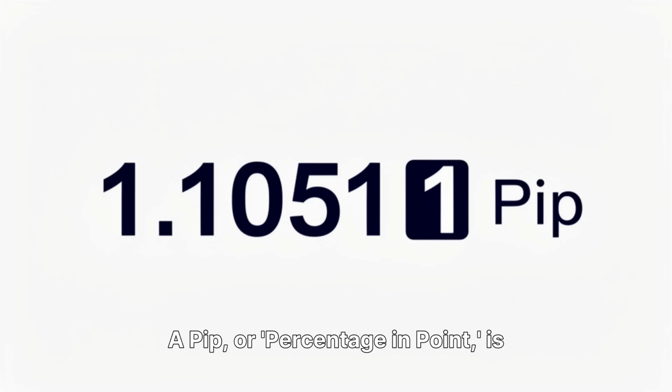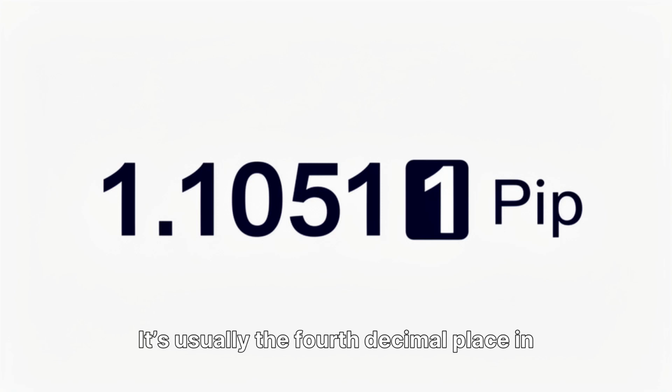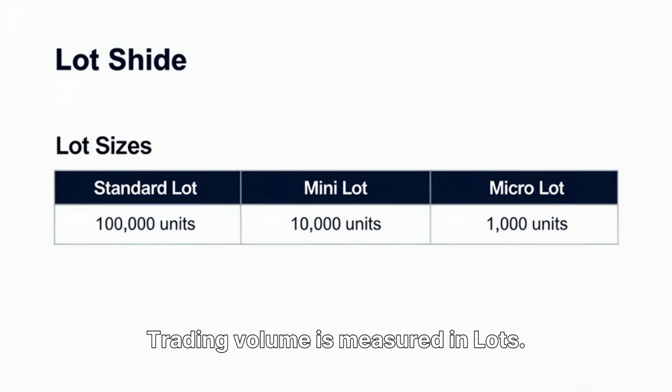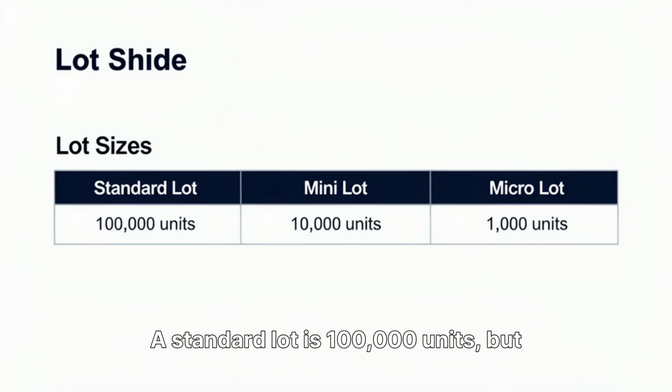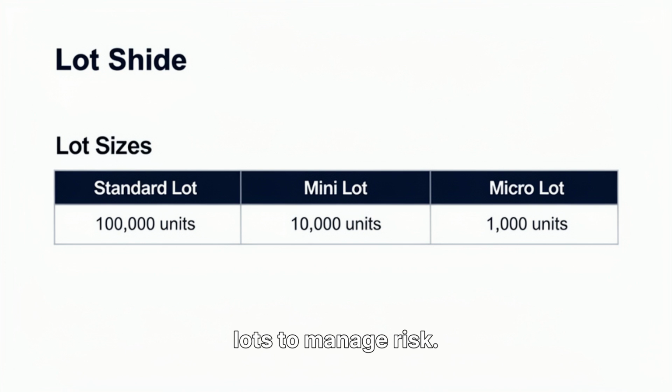A pip, or percentage in point, is the smallest price move a currency pair can make. It's usually the 4th decimal place in a price quote. Trading volume is measured in lots. A standard lot is 100,000 units, but beginners often start with mini or micro lots to manage risk.